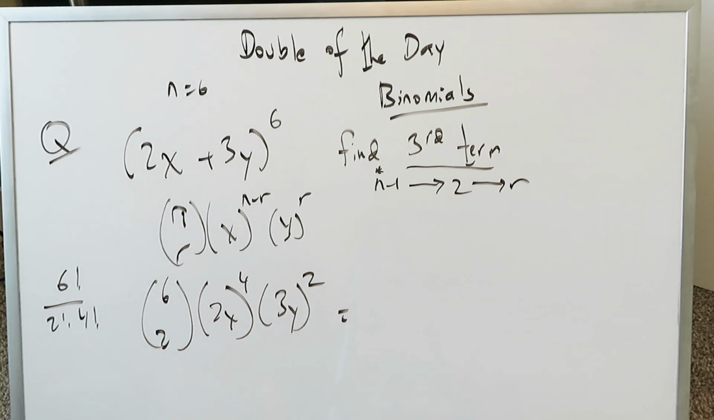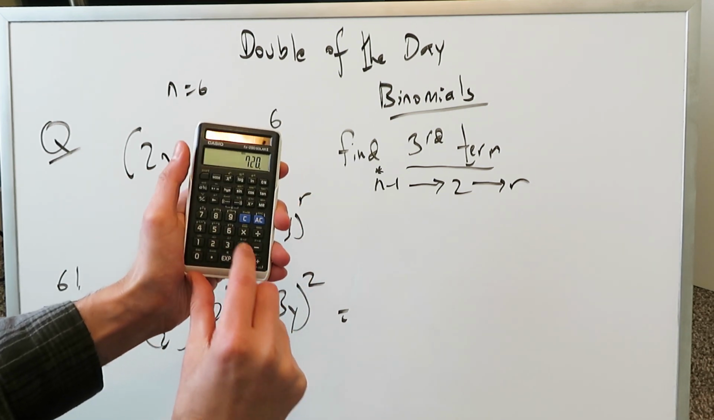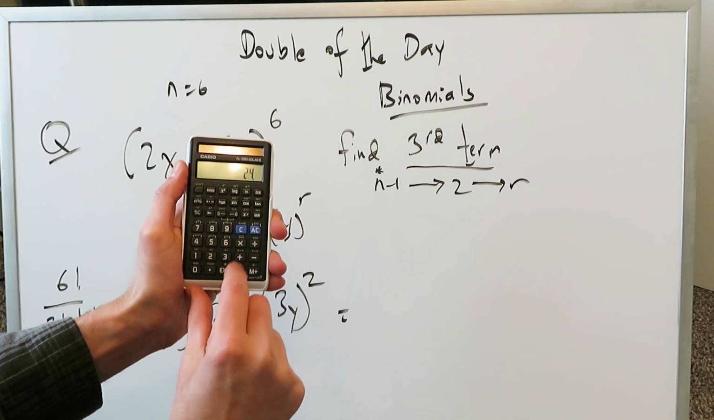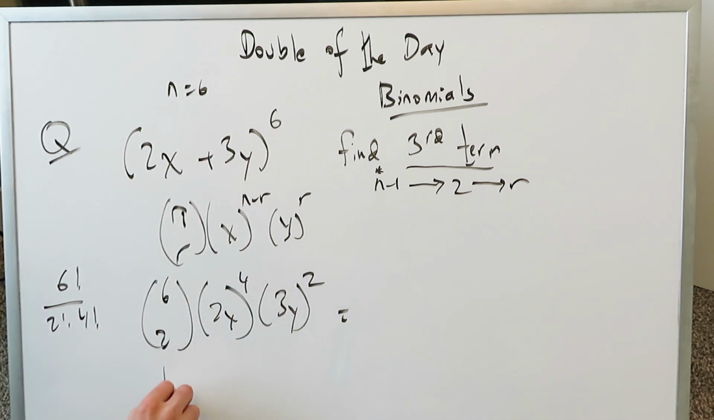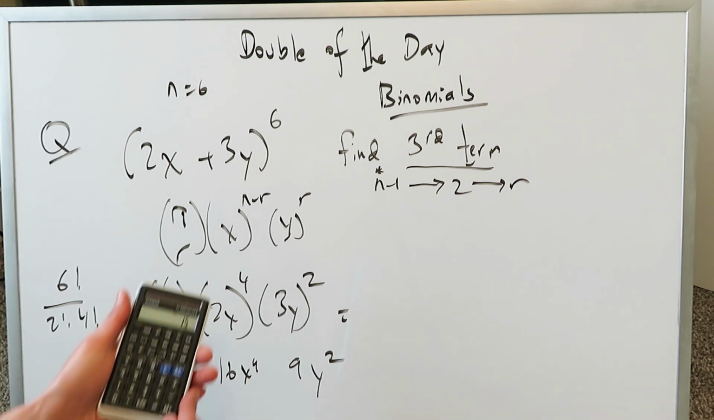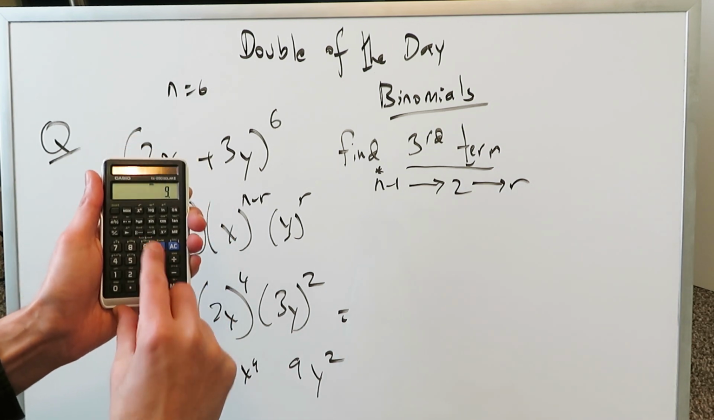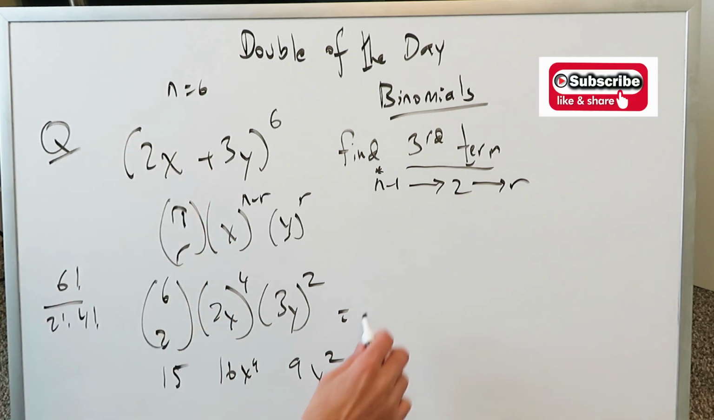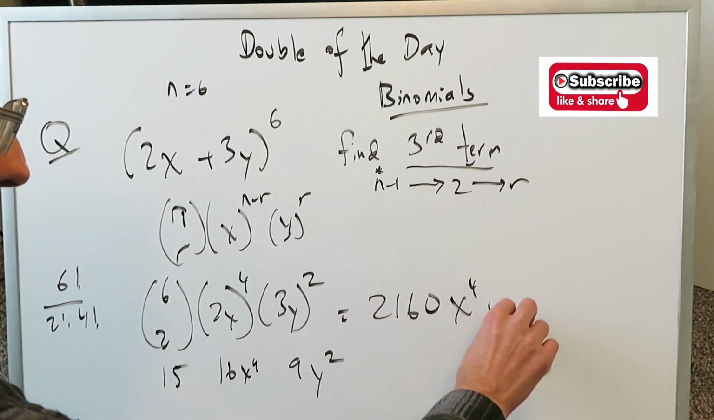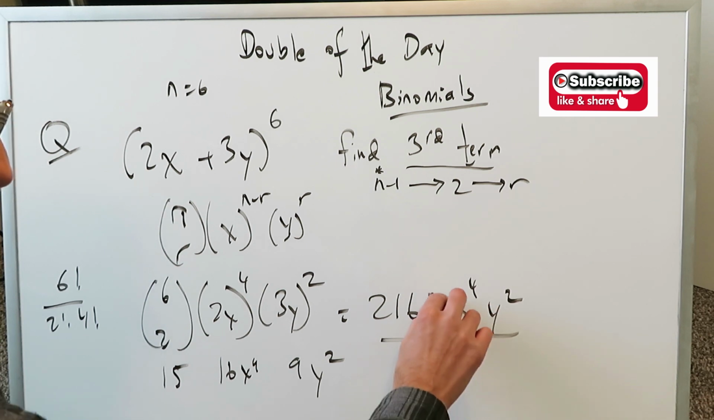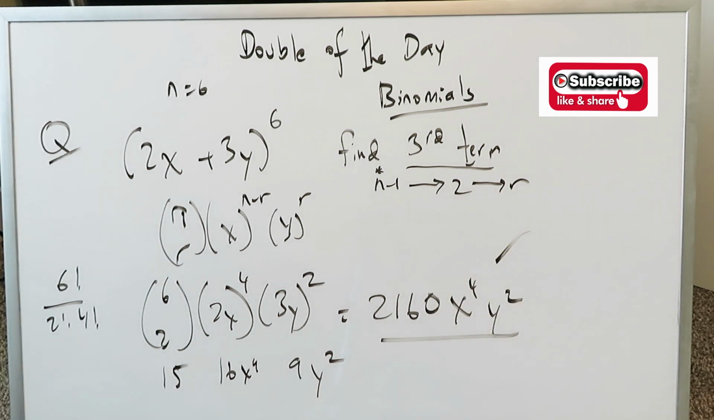So let's do this. We'll do 6 factorial, which is 720, divided by 4 factorial, 24, divided by 2, we'll have 15. From here we're generating a 15, from here we're generating 16x to the 4, and from here we're generating 9y squared. So we have to multiply all of these. 15 times 16 times 9. We have a value here, 2160x to the 4 and y squared, and this right here is your final completed answer, and it looks good to me.